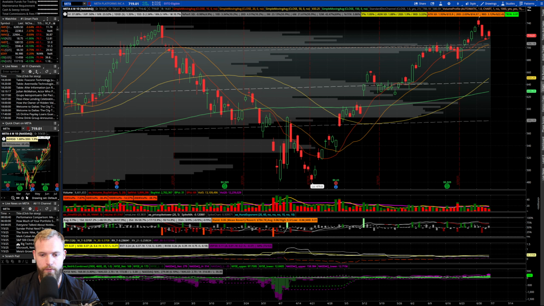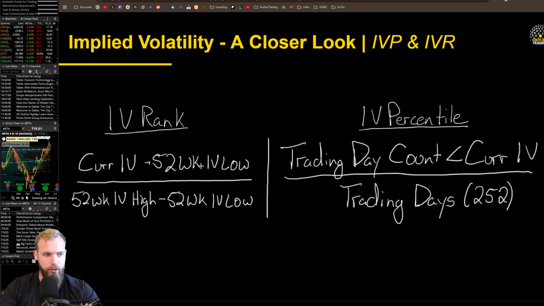Now, the formulas for both are input here. You can read those on your own. Implied volatility percentile is way better. The reason why it's so much better is because it is very resistant to skew. With something like IV rank, you're anchoring off of 52-week, 1 year highs and lows. That can really skew your results if you have some sort of outsized move sometime in the last year that doesn't really track well.